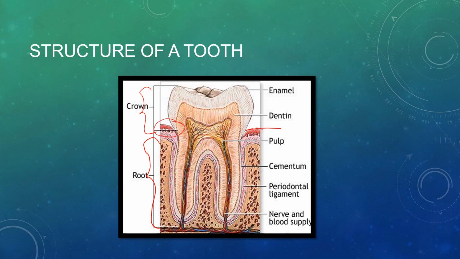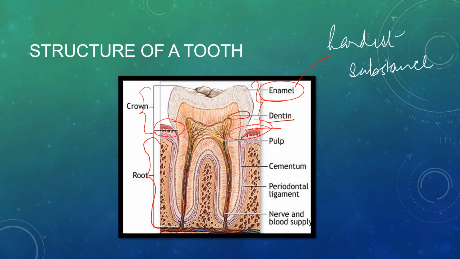The crown is always covered with the hardest substance present in the body, that is the enamel. So enamel is the hardest substance present in the body. With that, the crown is covered. Now beneath the enamel is the dentin. So beneath the enamel comes the dentin portion.